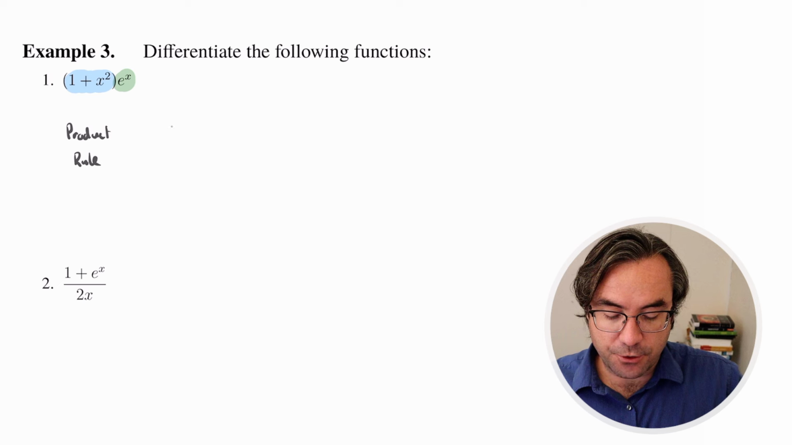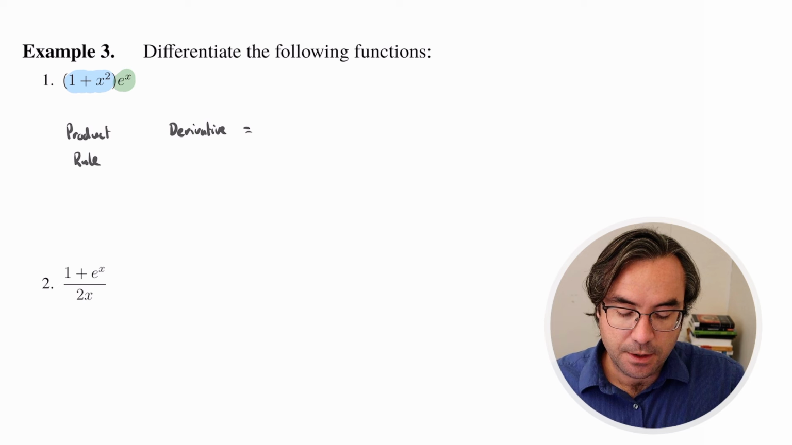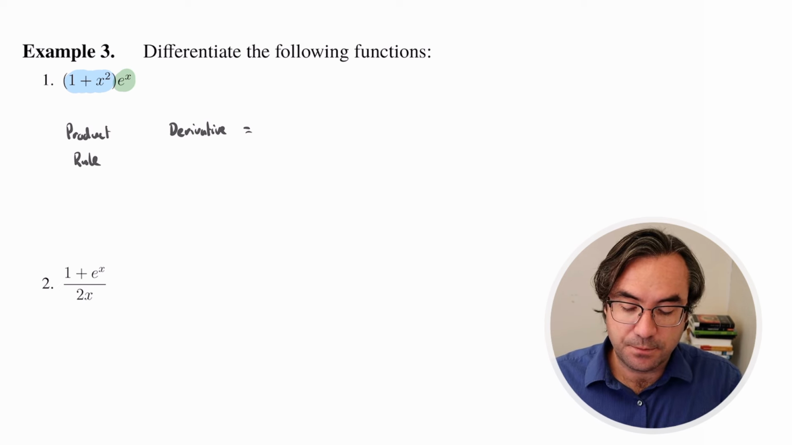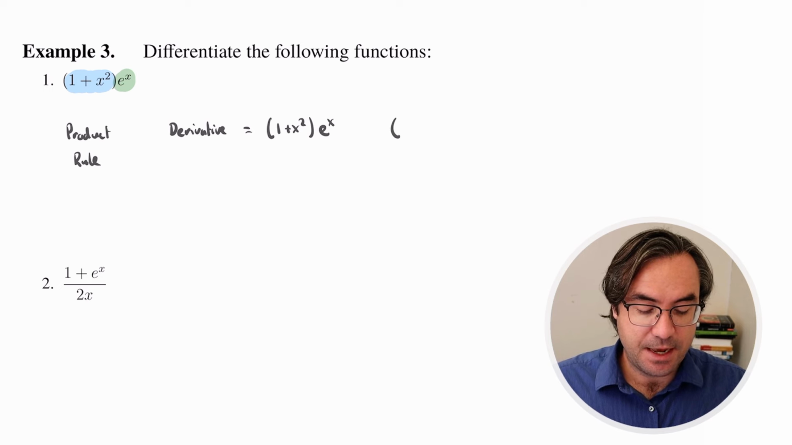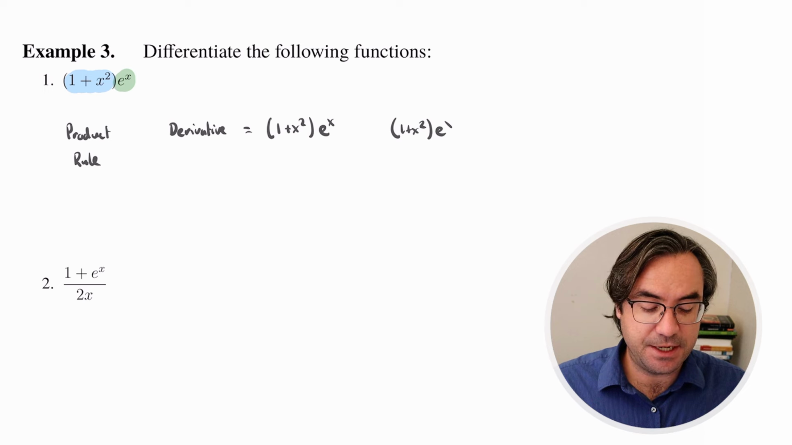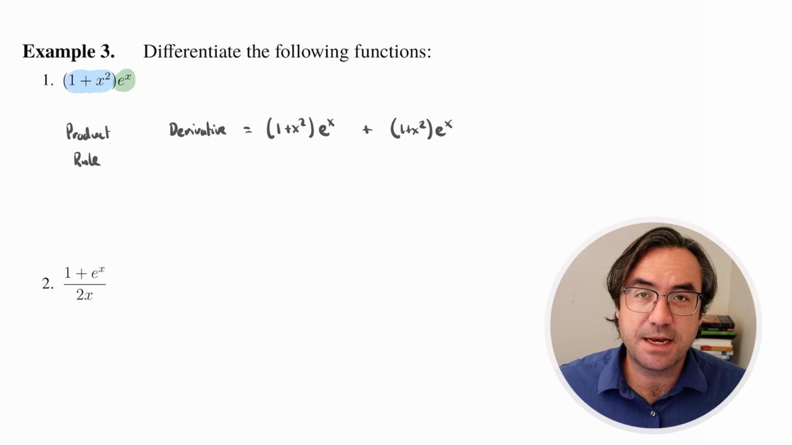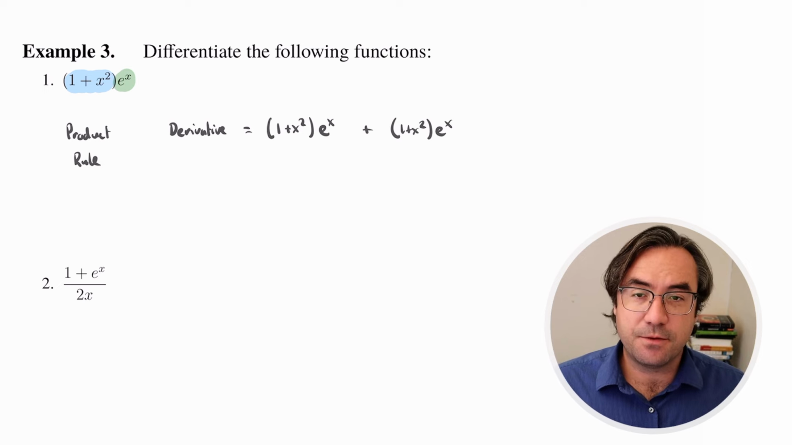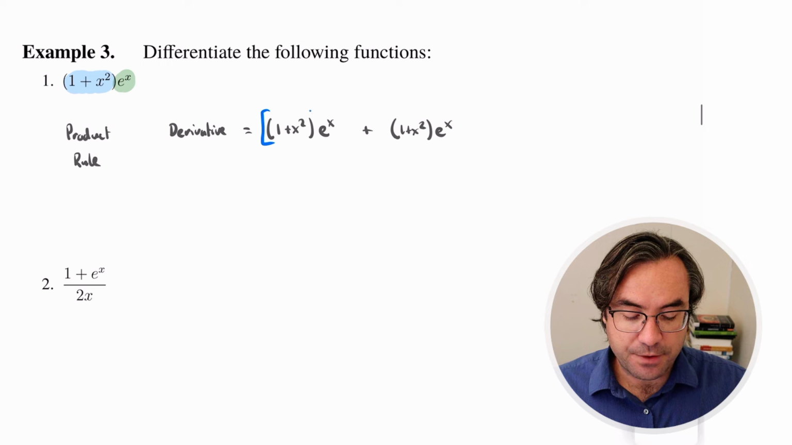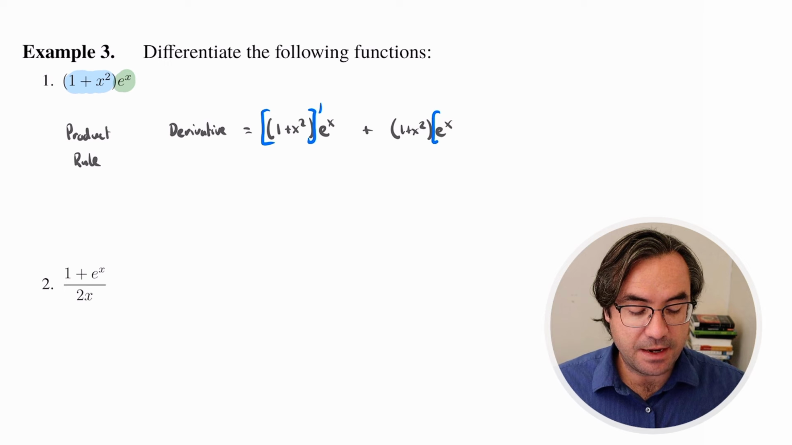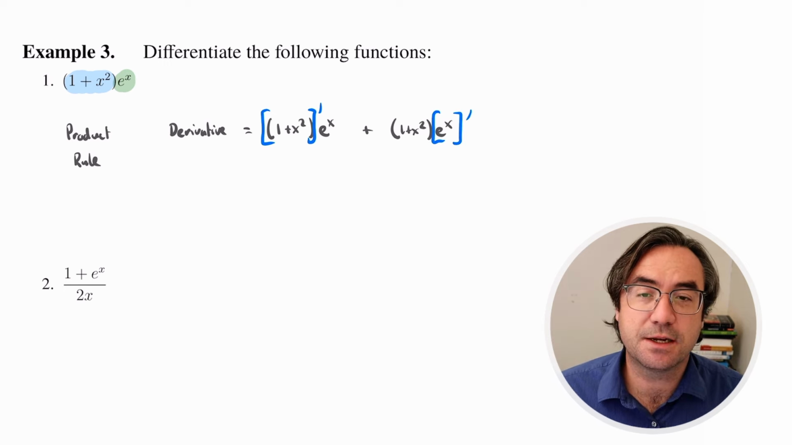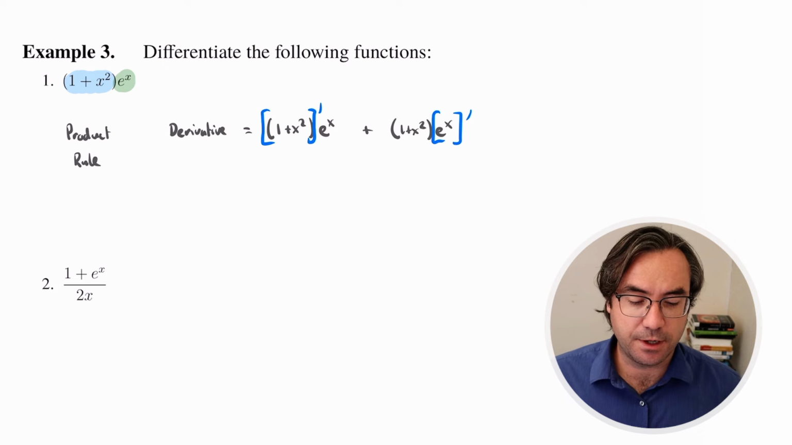All right, so our derivative in this case, if we're applying product rule, well, let's write down our two copies of our product. So we'll have 1 plus x squared times e to the x, and then 1 plus x squared times e to the x. We put a plus sign in the middle. And then with product rule, we apply the derivative to the first term in the first copy, and then in the second copy, we apply the derivative to the second term. Just kind of standard product rule here.